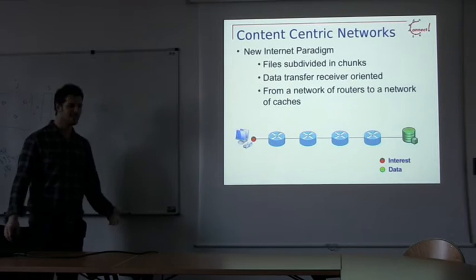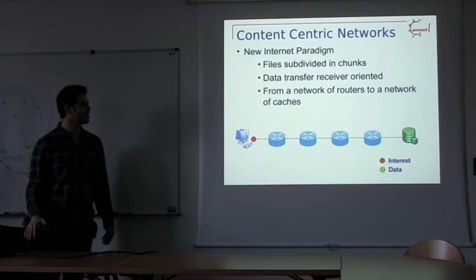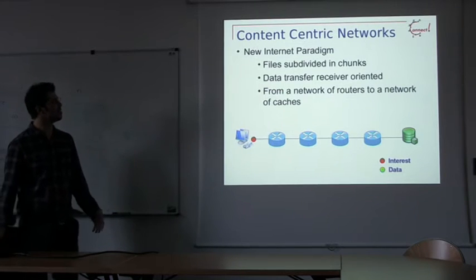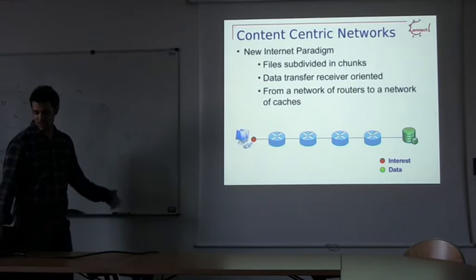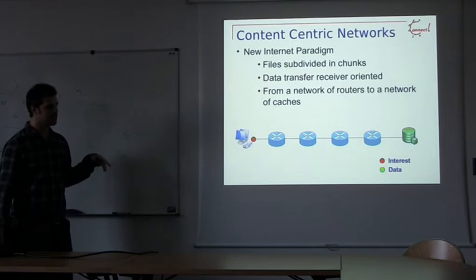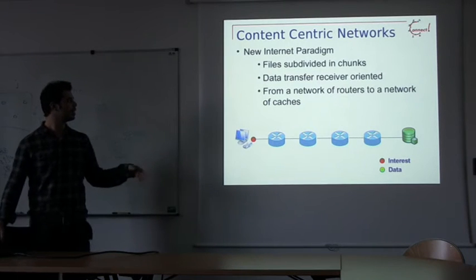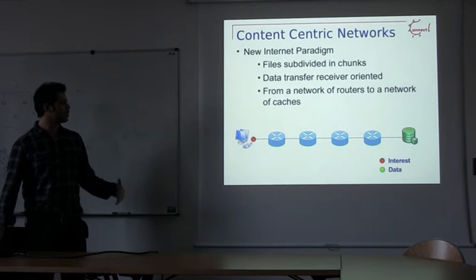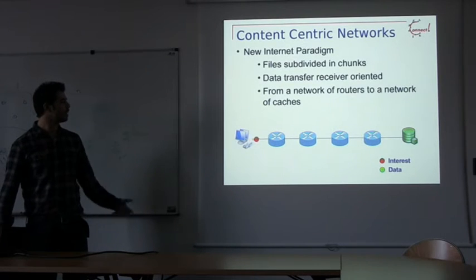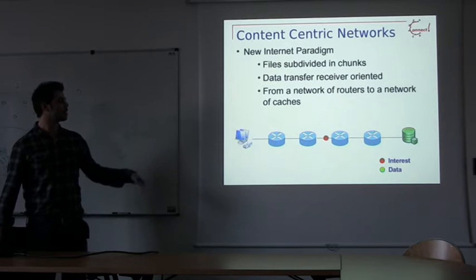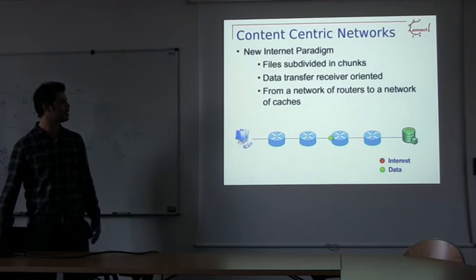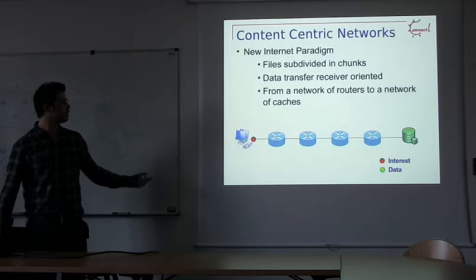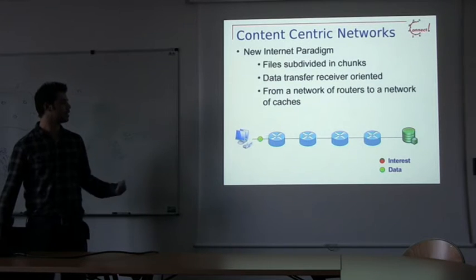Maybe there have been three presentations about CCN, so you know what CCN is, but I recap briefly. The files are subdivided in chunks. The data transfer is receiver-oriented, and we shift from a network of routers to a network of caches. So here is the interest. The client expresses an interest for the data. The first time it is the repository that sends the data back, but the second time it is the first cache that has cached the data and returns it to the client.